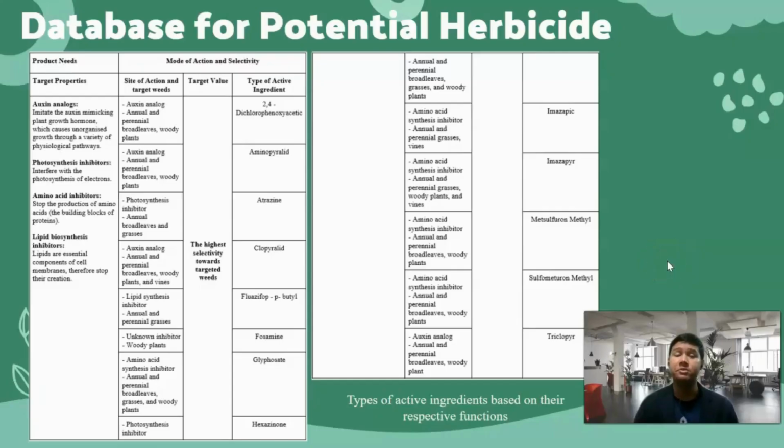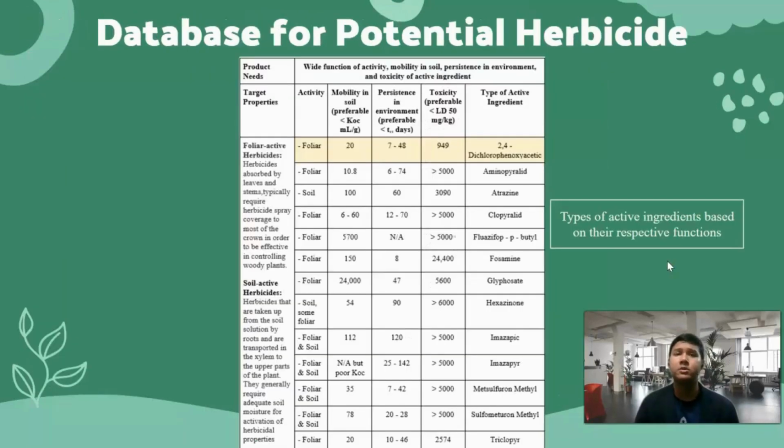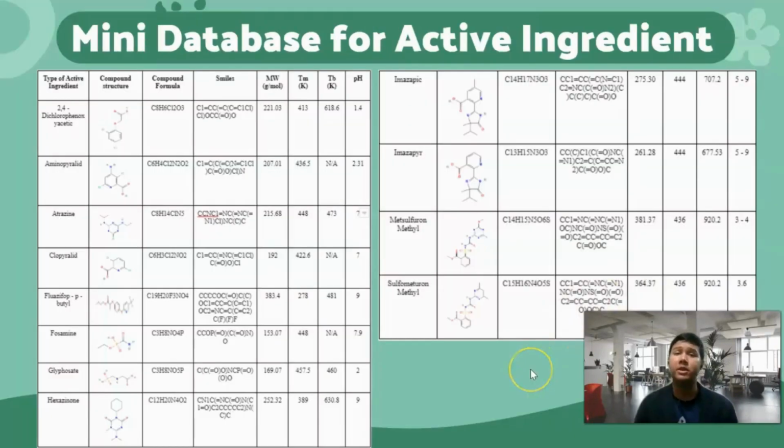This is the database for the potential herbicides. The table above shows the type of active ingredient based on their respective functions, which are site of action and target weeds, and also the target value for each respective active ingredient. And the one that we chose is the first active ingredient listed above, which is 2,4-dichlorophenoxyacetic acid. This is the continuation of the database for the potential herbicides. As you can see, the table includes the activity of the active ingredient, the mobility in soil, the persistency in the environment, and also the toxicity. We chose the first active ingredient, 2,4-dichlorophenoxyacetic acid, because it has high mobility in soil, which is over 20 milliliter per gram, low persistency in environment, around 7 to 48 days, and also low toxicity, which is below 949 milligram per kilogram.